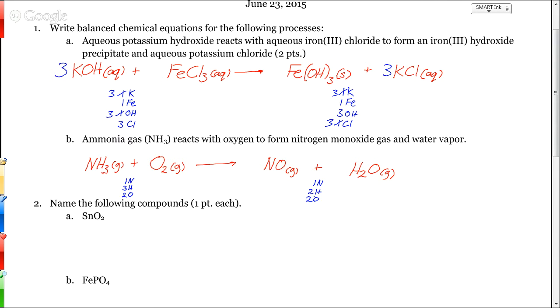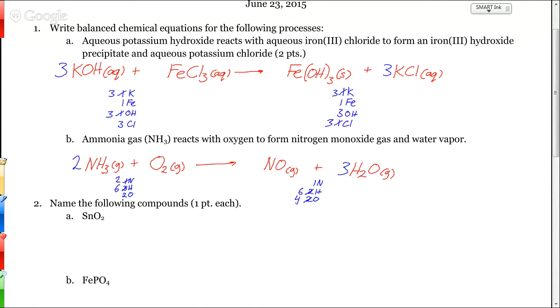So the only thing out of balance right now is hydrogens. We've got 3 on the left, 2 on the right. What do we do about that? Two and 3? Yeah. So we can put 2 here and then a 3 here. And then that balances out our hydrogen. That gives us 6 on each side. Let's look at what else it changes. It also changes this to 2 nitrogen, and it changes this to 4 oxygen.